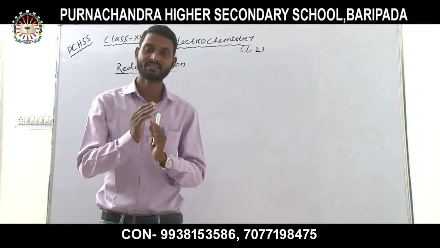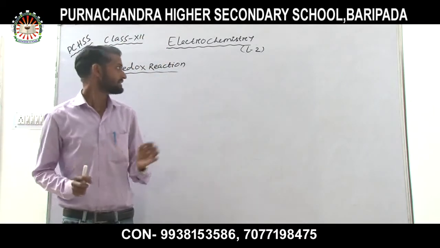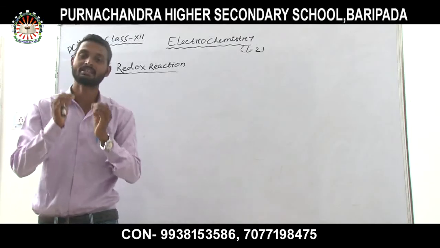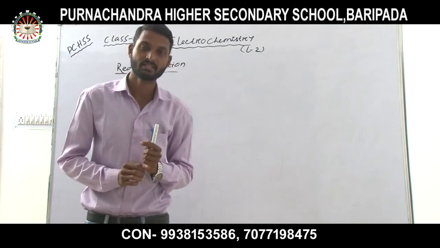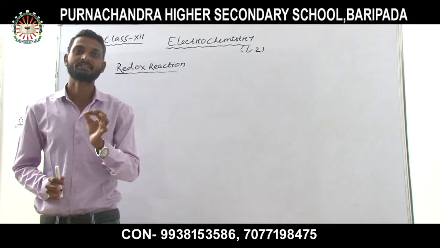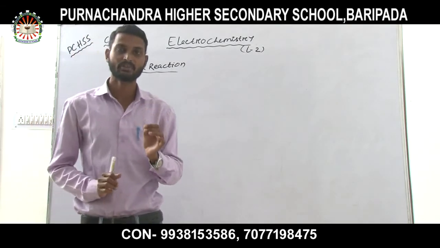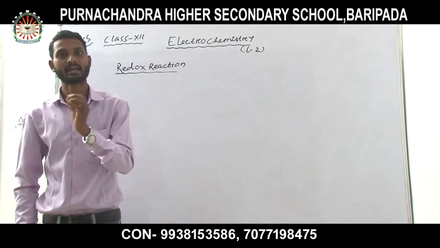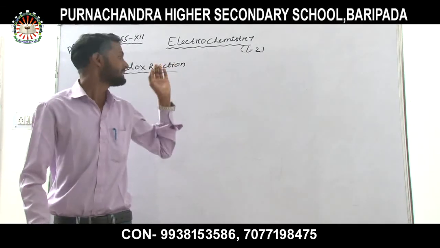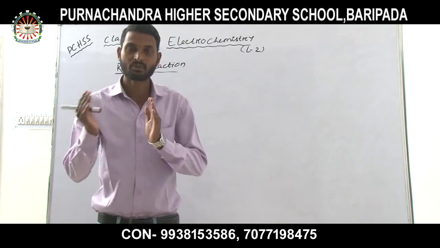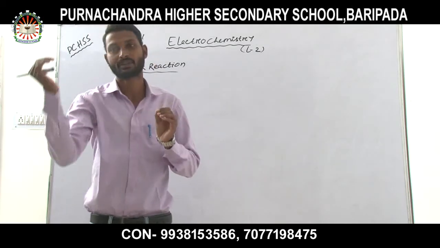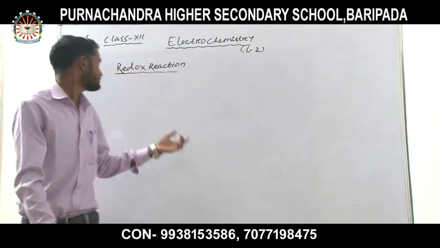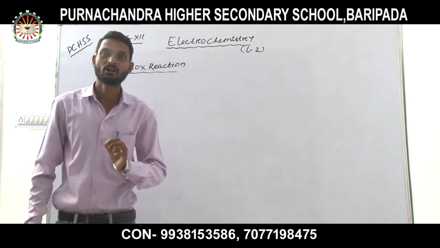At first, what is the definition of electrochemistry? Electrochemistry is the chemistry which is related with electric current. Or it is the branch of chemistry which deals with the study of the interrelationship between the electrochemical cell and the electrolytic cell. That means the transformation of electrical energy into chemical energy and chemical energy into electrical energy. So today I am going to discuss the redox reaction.